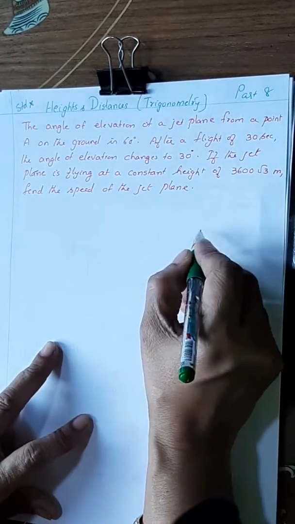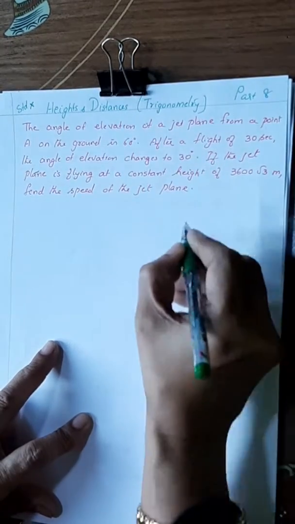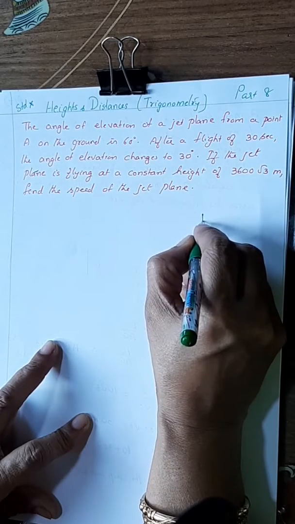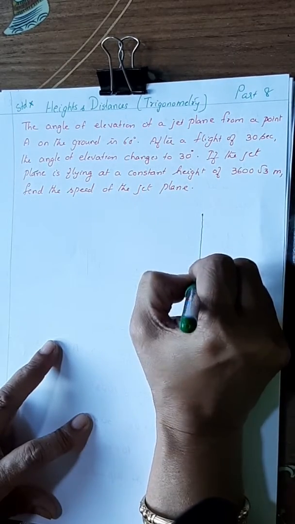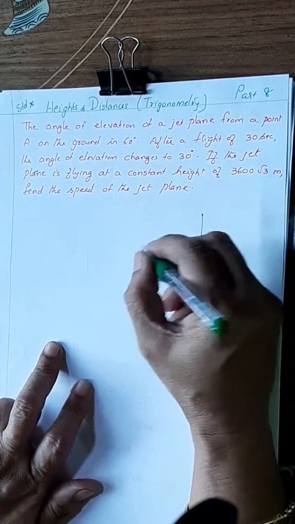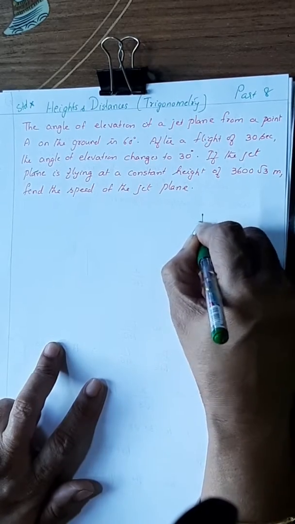So first, let the plane be at this point. So the height, let us draw the height here, and from here you are observing the plane at an angle of 60 degrees. So this is 60 degrees.